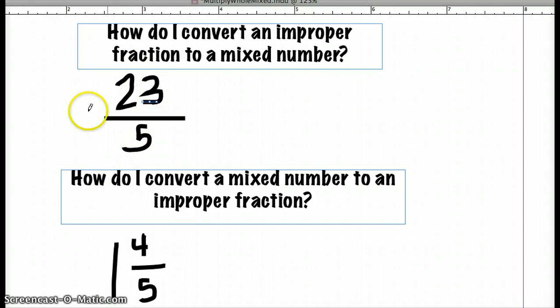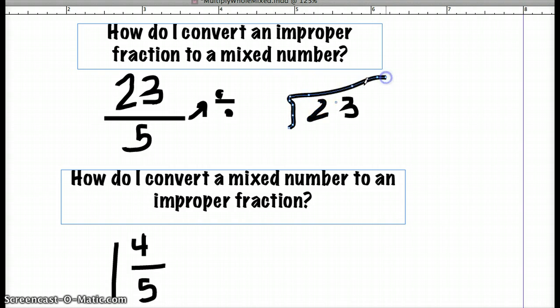Let's start with the improper fraction, 23/5. Now, because multiplication and division are inverse operations, we treat the way this fraction is read like division. While we often say 23/5, this line means divided by. So in other words, 23/5 is like saying 23 divided by 5. So in order to convert it, we just do that and divide. 23 divided by 5. We know that 5 goes into 23 4 times with a remainder of 3.